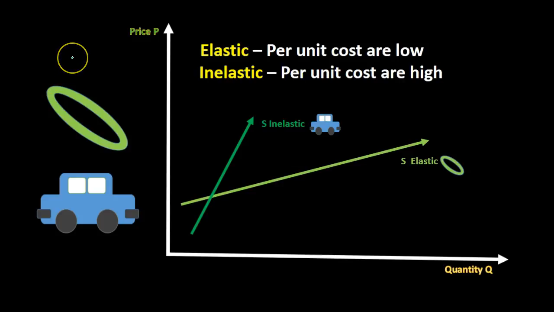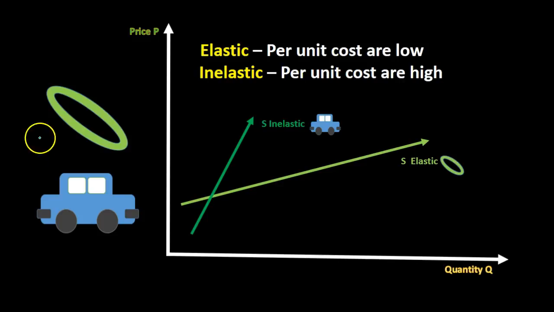A couple examples of this. First, if it's elastic, we're going to say that the per unit costs are generally going to be lower. And if it's inelastic, the per unit costs are generally higher. So if we're making something like a rubber band, then if price goes up on rubber bands and we need to increase production, that can happen relatively quickly because the per unit cost of a rubber band isn't that high. So we can probably increase the production of rubber bands fairly quickly if there was an increase in price out there.